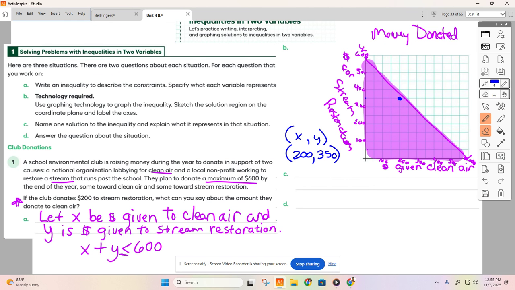When it asks you to describe what it means in context of the problem, you're going to be using your labels from your graph. It's the easiest way to figure out how to do that. If x is 200 and 200 is talking about the money given to Clean Air, that means the company donated $200 to Clean Air, and how much for the stream restoration? The y value is 350, so it's $350 for stream restoration.